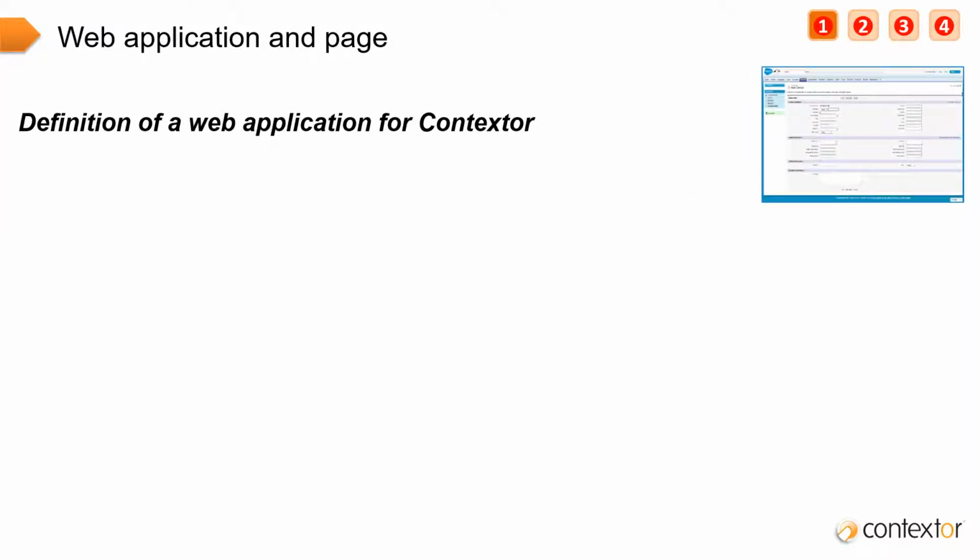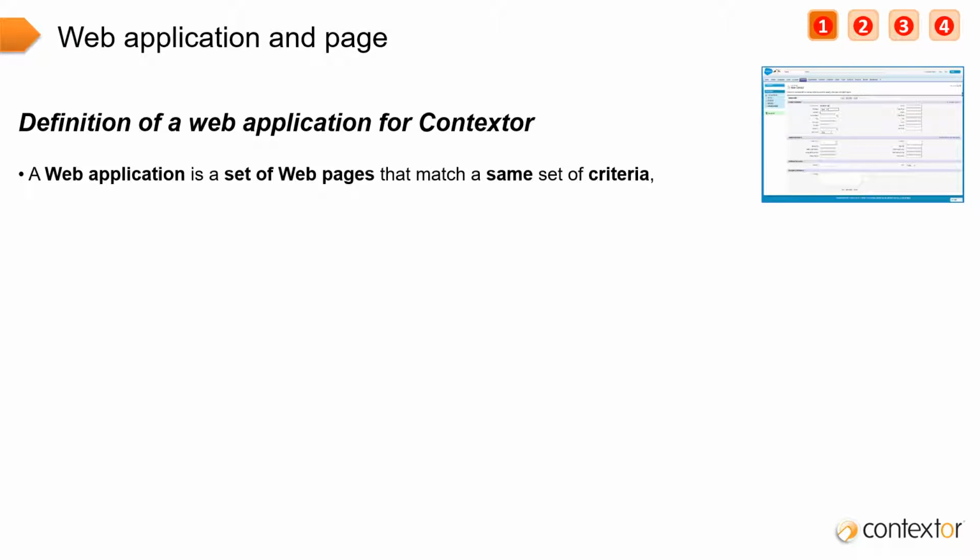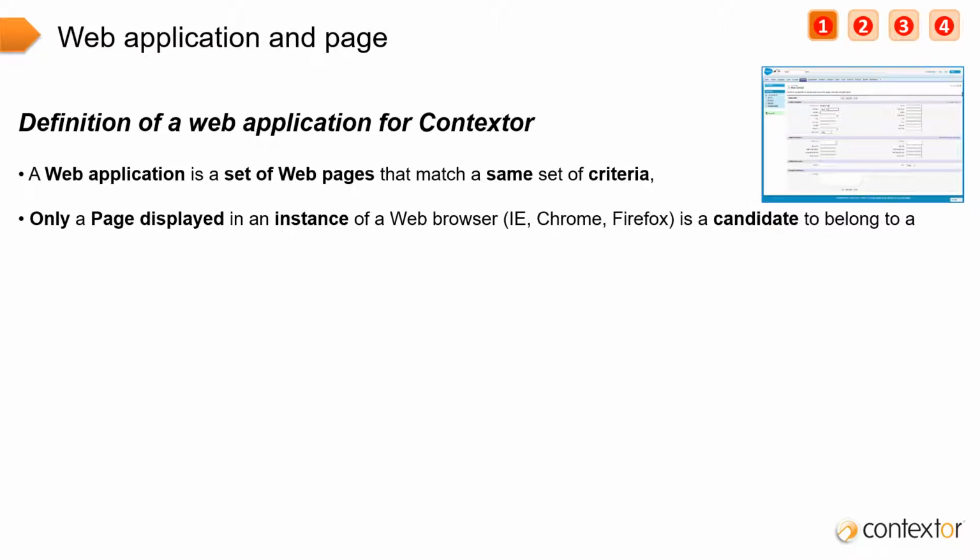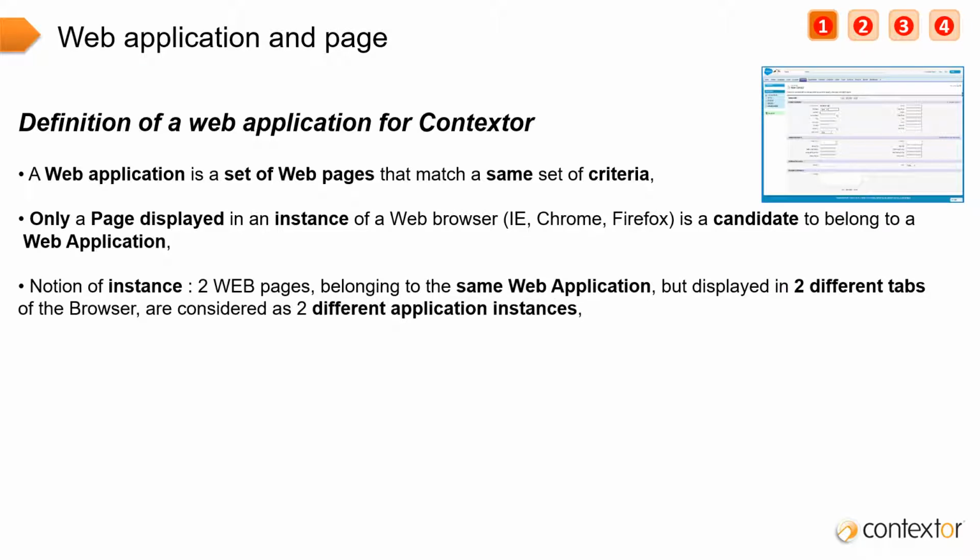Definition of a web application for Contextor. A web application is a set of web pages that match a same set of criteria. Only a page displayed in an instance of a web browser, e.g., Chrome, Firefox, is a candidate to belong to a web application. Notion of instance: two web pages, belonging to the same web application, but displayed in two different tabs of the browser, are considered as two different application instances.